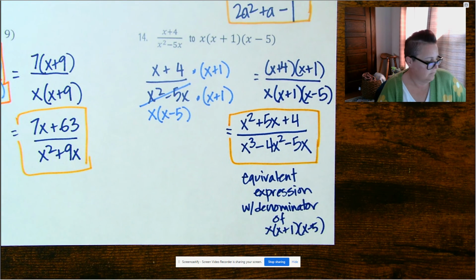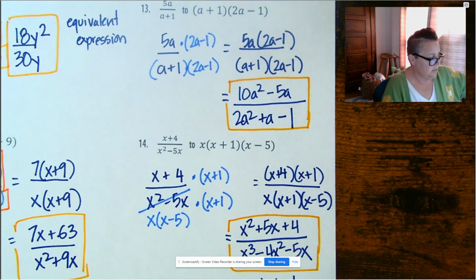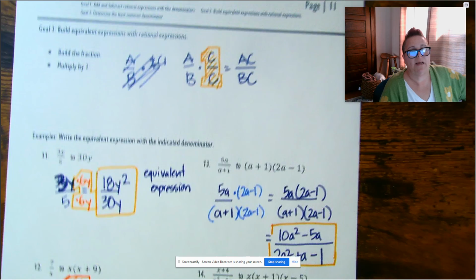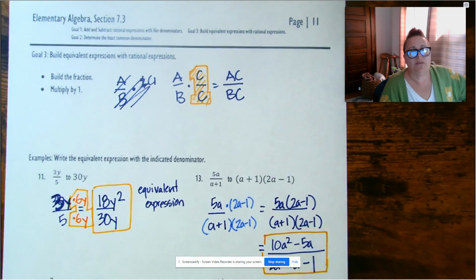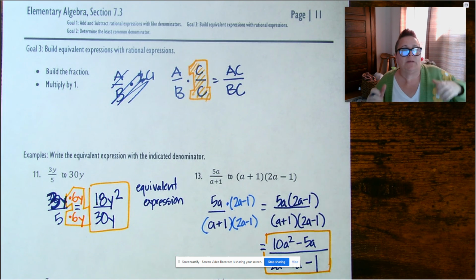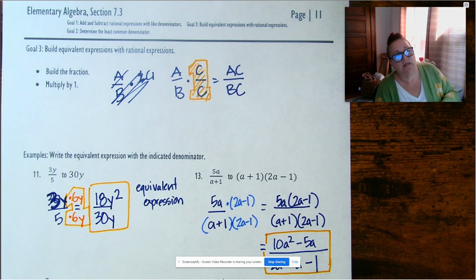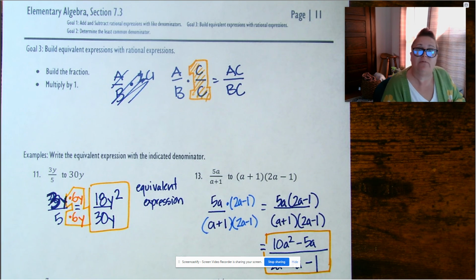All right. I'm all done with 7.3 now. We've gone over the 3 goals listed for this particular section. That is, how do you add and subtract the rational expressions with like denominators? Great, that part went nicely. Determine the least common denominator. That may take a little bit of practice for you. It could come really quick or it could take some practice. And then to build the equivalent expressions with rationals. That was also fairly straightforward, but you may need to do a little bit of practice with that as well.